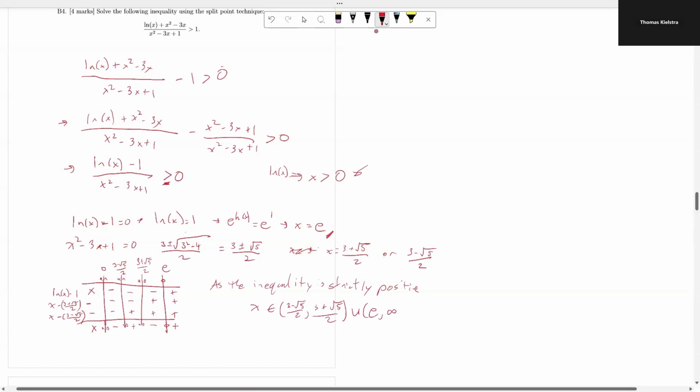Now, like I was saying before, this question doesn't have the nicest numbers, but the process is the exact same. We use the split point technique. Factoring is hard. Okay, use the quadratic formula. The numerator has a root using ln. That's fine. But it's the same process.